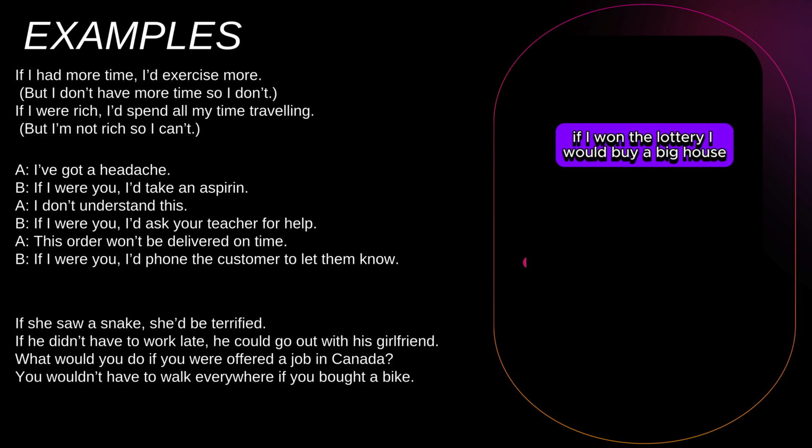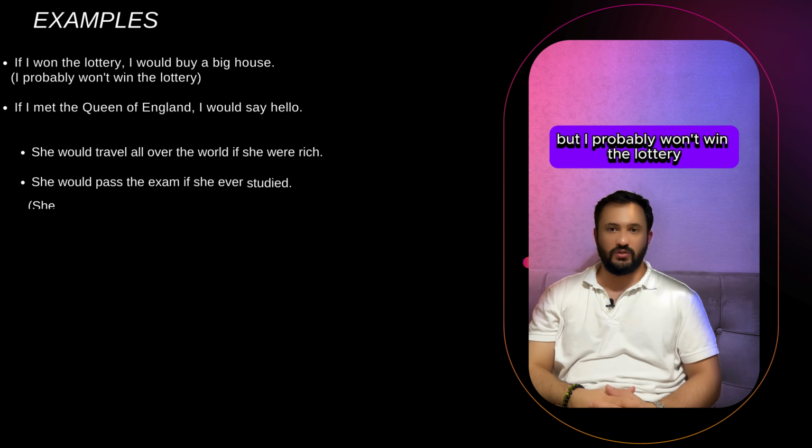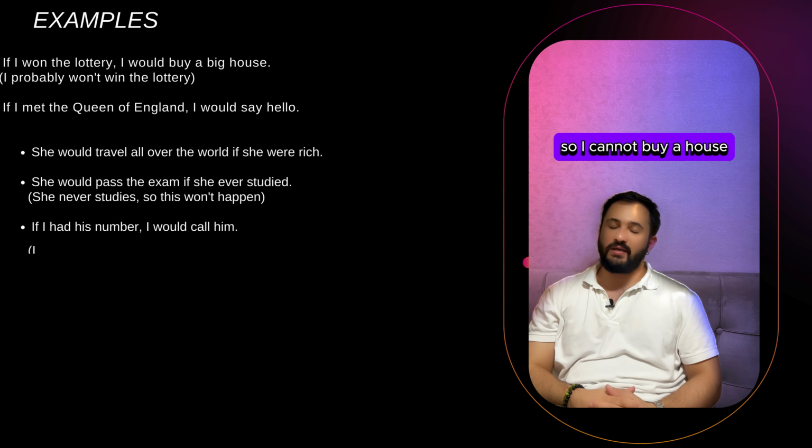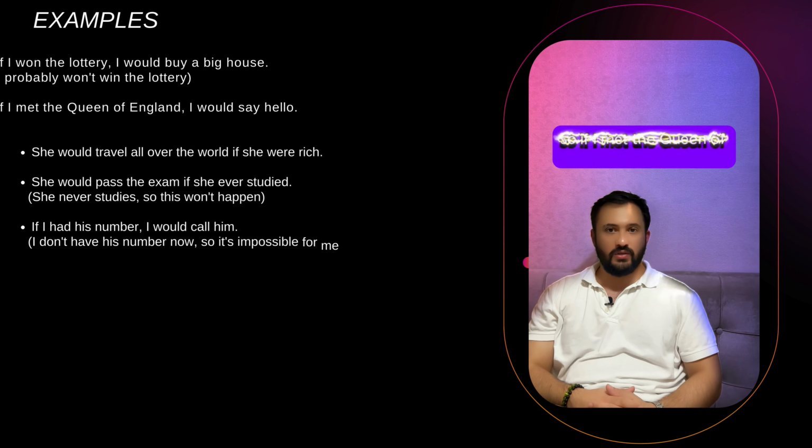If I won the lottery, I would buy a big house, but I probably won't win the lottery. So I cannot buy a house. If I met the Queen of England, it's impossible as you can see. I will say hello. You will say hello only in your dreams. She would travel all over the world if she were rich, but she is not rich, so she cannot travel all over the world. She would pass the exam if she studied, but she doesn't study, so she cannot pass the exam. She never studies, as you can see on the screen, so this won't happen.